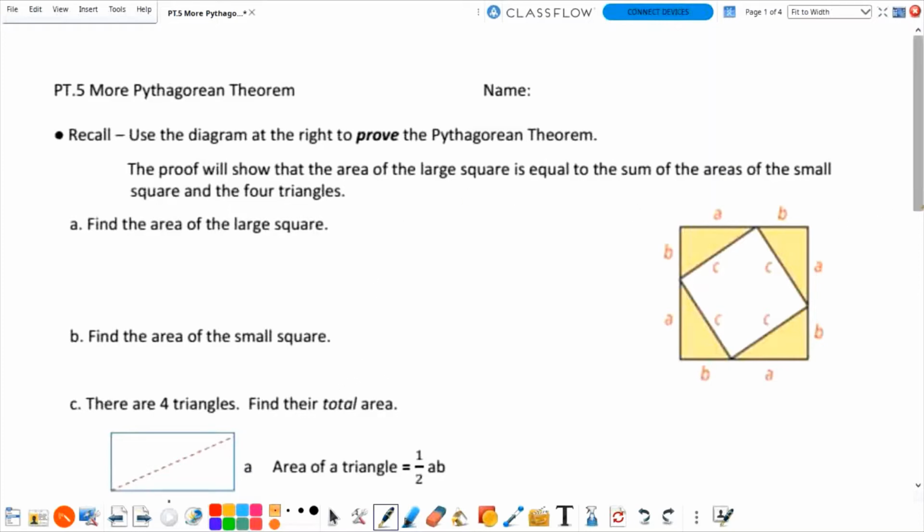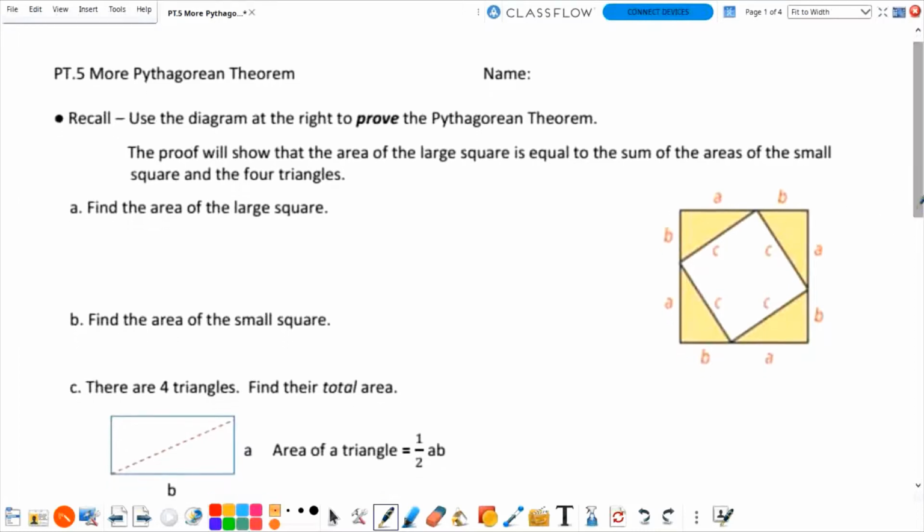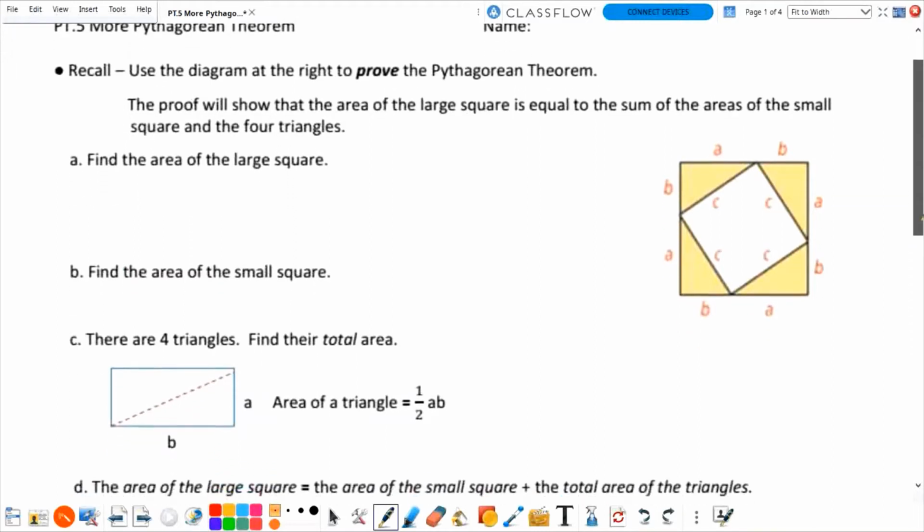So we are on part 5 today. We skipped part 4, so don't worry, you didn't miss it. We aren't doing part 4. So part 5, we are going into more of the Pythagorean theorem. So let's talk about what we need to recall and remember.